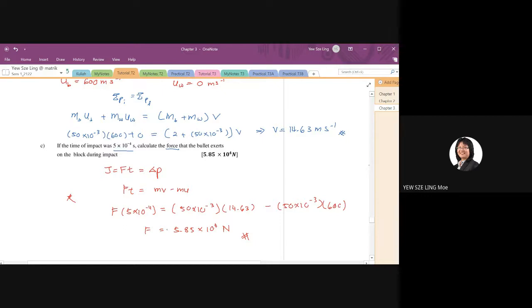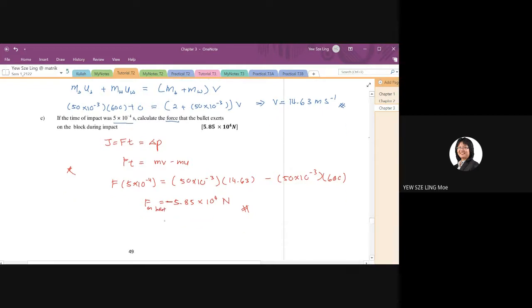This one you'll get a negative value, because this is the force on bullet. So to calculate the force on block, force on block equals negative force on bullet, which equals 5.85 times 10 to the power 4 Newton.